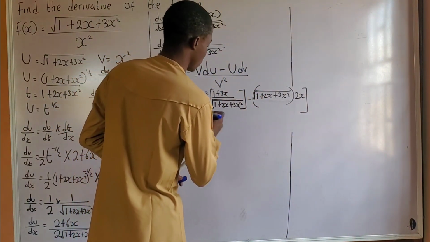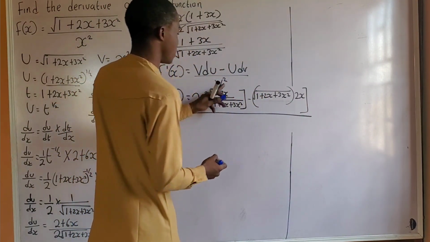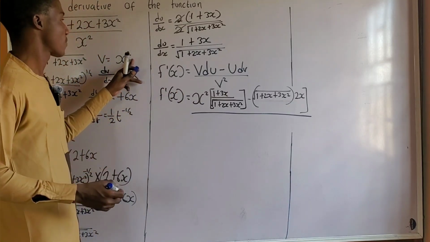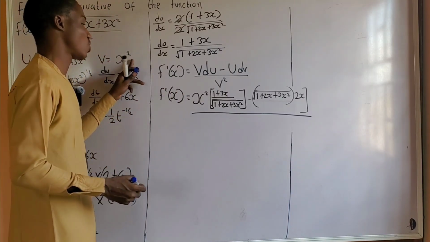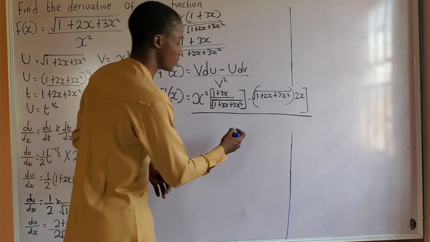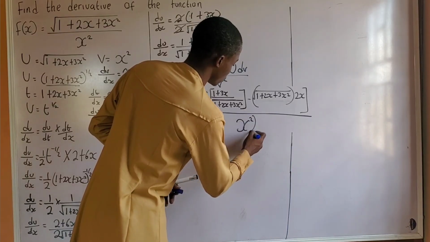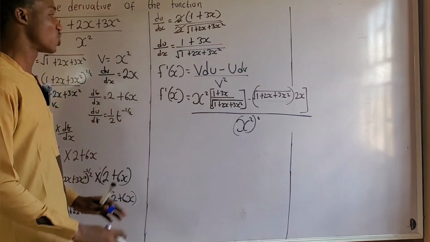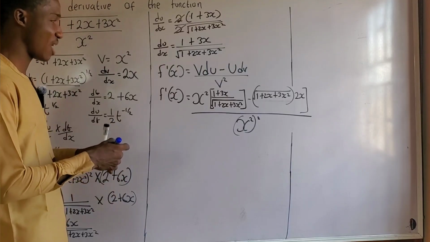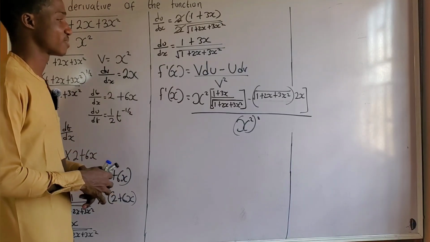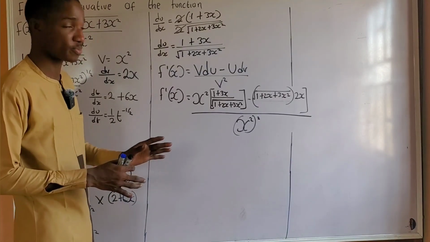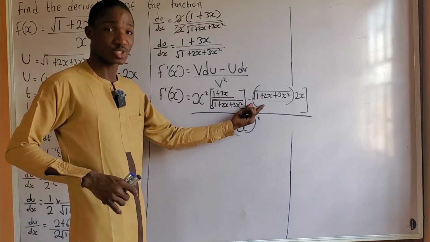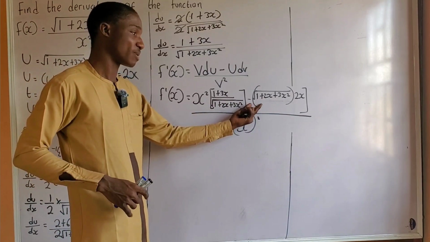All of this over v squared. Don't forget that v is what? x raised to the power of 2, so x raised to the power of 2, squared. Okay, so we've not done anything yet. Now, please pay attention. This is where I want to simplify the numerator now, okay? I want to simplify the numerator.